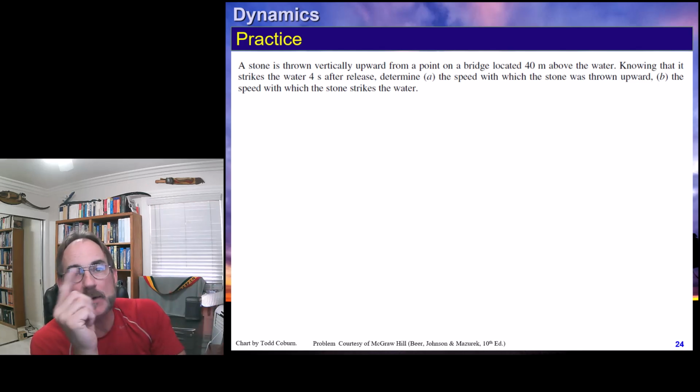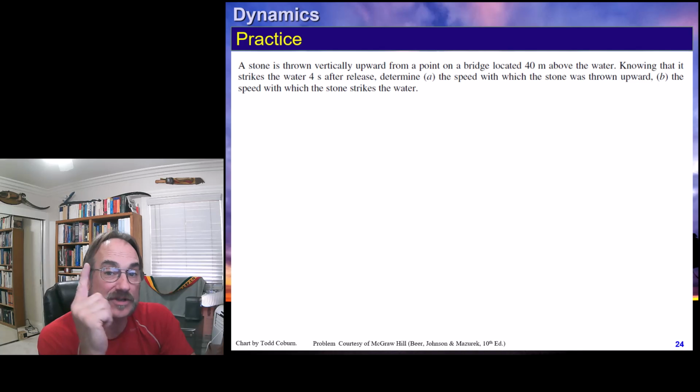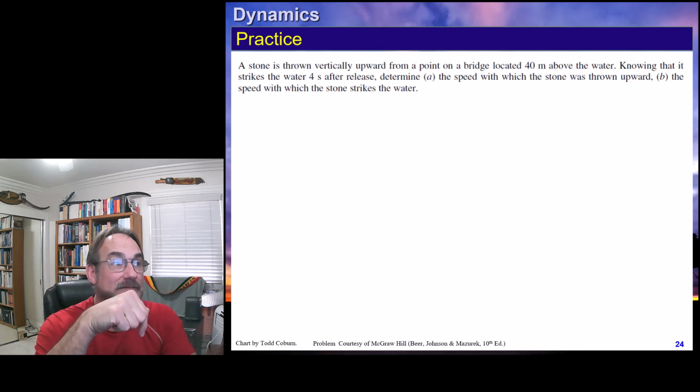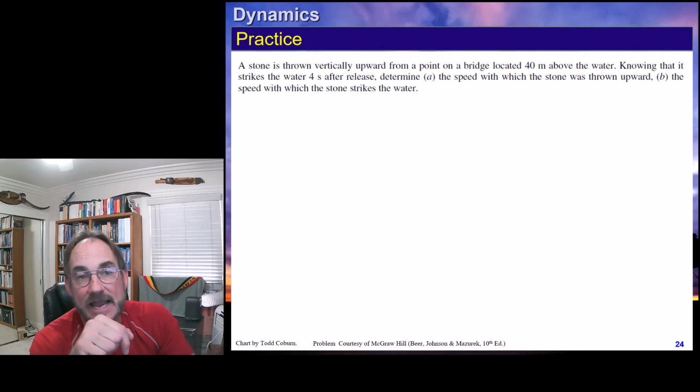We want the speed with which it's thrown upward. So now we don't know the speed. We do know the position. We also know the acceleration, right? 32.2 feet per second squared. Or actually, we're SI, 9.81 meters per second squared, downward, negative.